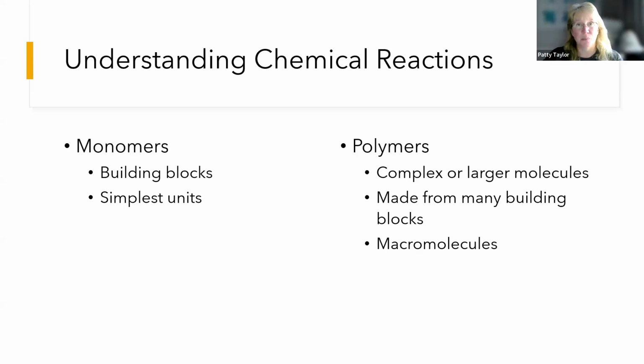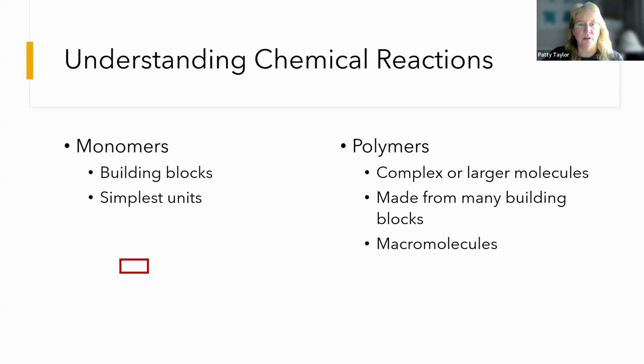Polymers, poly as a prefix means many. Technically, it's more than two. So we're looking at complex or larger molecules. Some can be even big, huge. We might call them macromolecules. So a polymer is multiple building blocks linked together or bonded together, and monomers are single units.